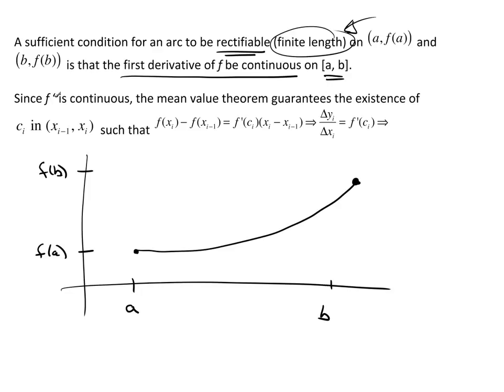Now, since the first derivative, that's f prime, is continuous, the mean value theorem is going to guarantee the existence of some value ci in the ith interval, such that the difference between these two can be represented as the first derivative evaluated at ci, some value that's in this interval, times xi minus xi minus 1. This is just a repeat of the mean value theorem. If that looks foreign, then go ahead and look in your book and find the mean value theorem as a quick review.